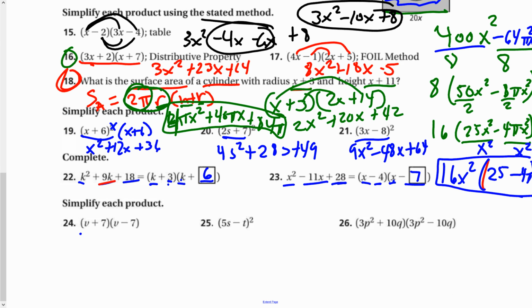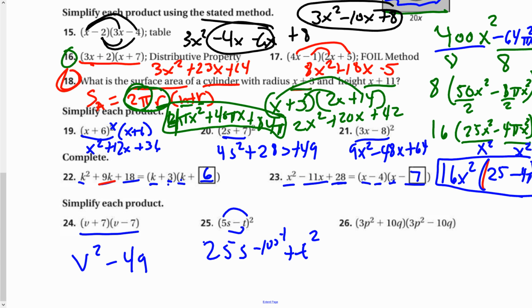Okay, here, again, you can do the special case thing, or you can just use FOIL, the table, or distribute. We get b squared minus 49, because our middle drops out. Here we get 25s squared, and then we get negative t times negative t is a positive t squared, and then we get our middle. Negative t times 5s is just negative 5st, and then I do it again, and I get another negative 5st, so I get a total of negative 10st. That would be my answer.